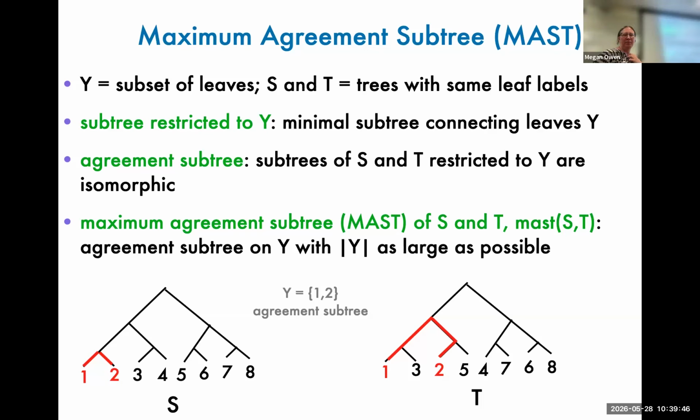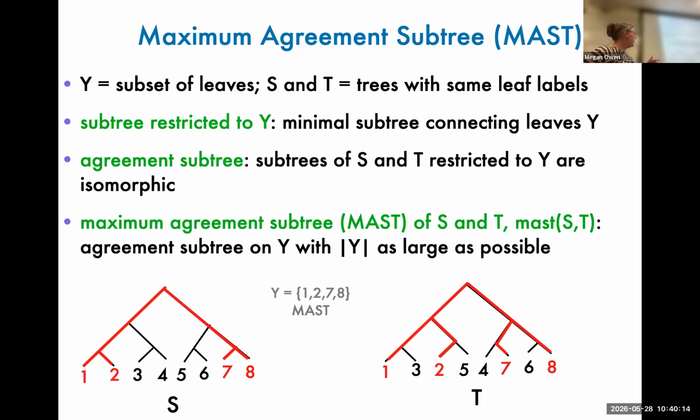And then it's an agreement subtree if the two subtrees are isomorphic. So in this case, they are. You don't worry about how long the branch ends are. You're just looking at purely how it branches. And then the maximum is you want two trees that agree, that have the same branching pattern with respect to the leaves, but that involve as many leaves as possible.